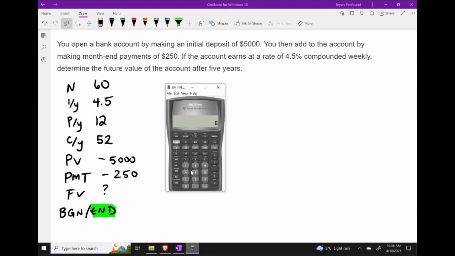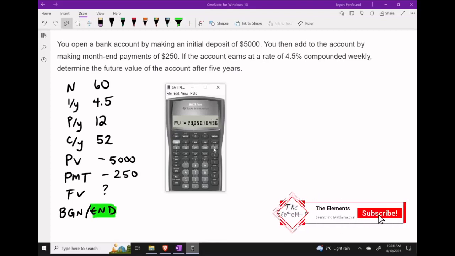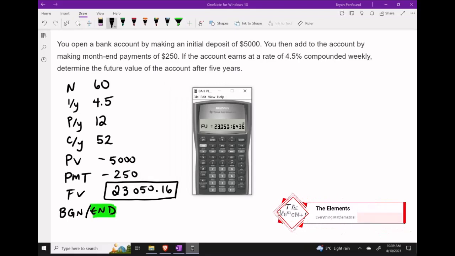And we can move on to working with our PV. So 5,000 is going to be our present value that we've given to the bank. $250 is going to be how much we're giving the bank every month. And then we'll ask the calculator to compute the future value. And our future value comes out to be $23,050.16.